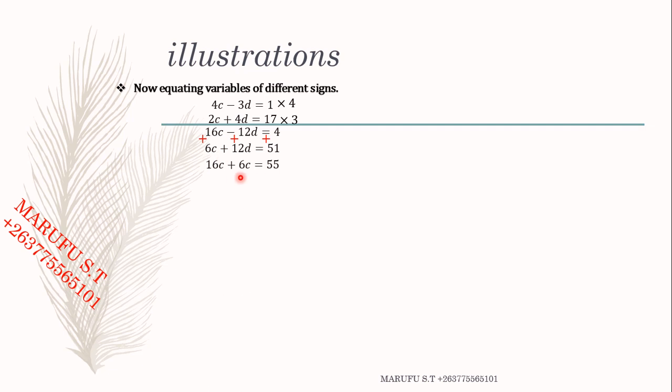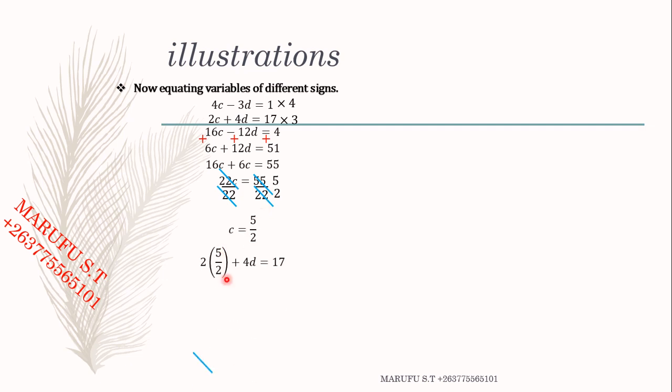Right? So what happens here is you would see plus 12d plus minus 12d. Right? You would get a 0. Or even if you say minus 12d plus 12d, the answer still remains a 0. So 16c plus 6c is equal to 4 plus 51, which is 55. From there 22c is equal to 55. We divide both sides by 22, and we reduce this one to its lowest terms. So by dividing by 11 we get a 2, and dividing by 11 here we get a 5. So c is equal to 5 over 2.